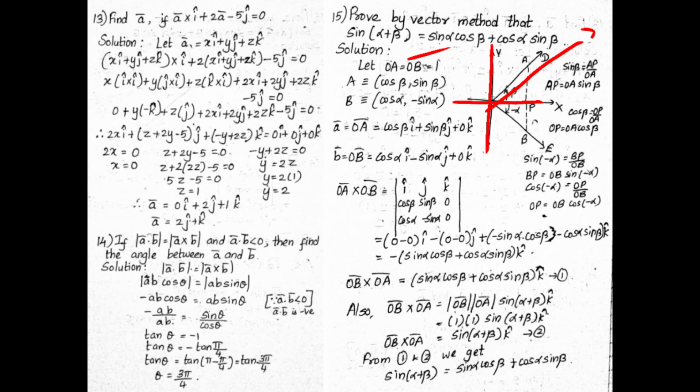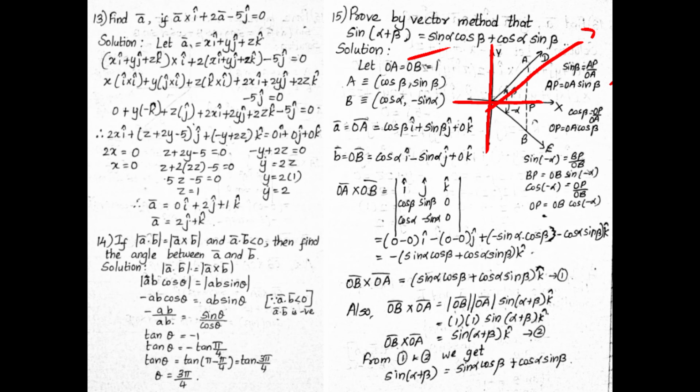Now to find the coordinates of A, we will apply sine and cos. So what is sine beta? Sine beta is equal to opposite side upon hypotenuse, so AP upon OA. So AP is equal to OA into sine beta. Therefore, AP is equal to OA, which is 1, so AP is equal to 1 into sine beta.